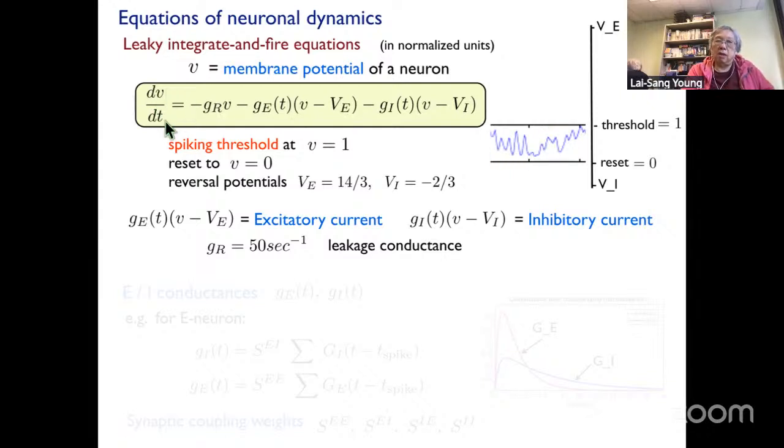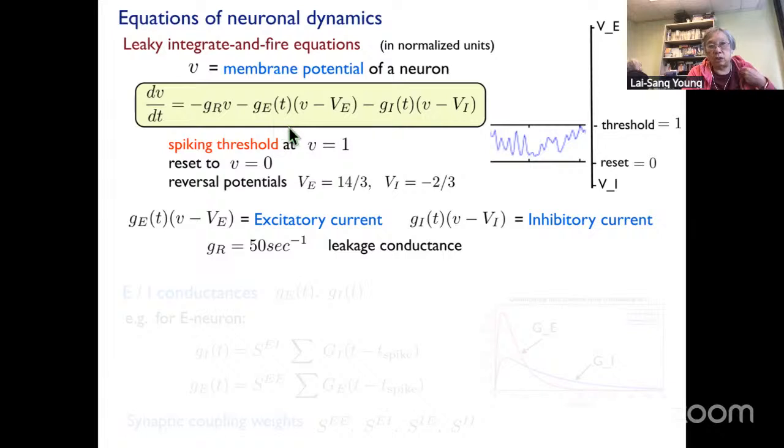So the membrane potential is governed by 3 terms. One is the leak term. If nothing else is happening, it will just go back down to 0. And this term, which is the excitatory current, tries to drive it towards some imaginary point up here that it never gets to, because by the time it reaches 1, it already fires a spike and it resets.